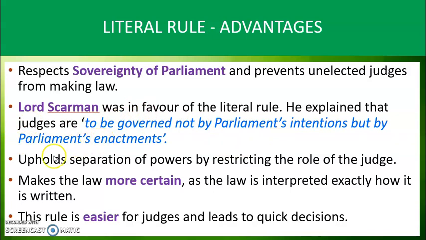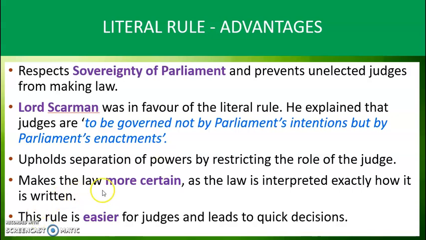It's also really important because the literal rule upholds separation of powers by restricting the role of the judge. We don't want the judge to have his finger in too many pies, as it were. We don't want him to be making the law and applying it. Okay, we only want him to be applying the law, so that we uphold this theory. And remember, it was Montesquieu that talked about separation of powers.